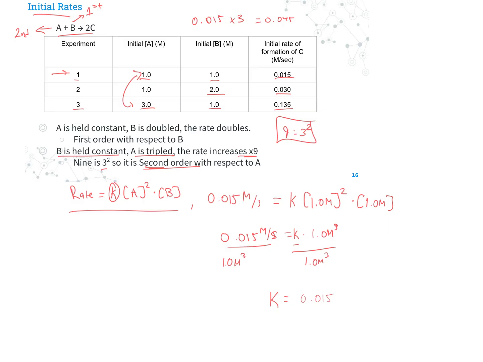I have molar over second divided by molar cubed. I should get molar to the minus 2 seconds to the -1. And so my rate constant for this reaction is 0.015 per molar squared per second. It's a little confusing, but that's why I say for these equations, you always need to include the units, or else you're going to get the answer wrong, because the units are determined by the particular reaction you're looking at.